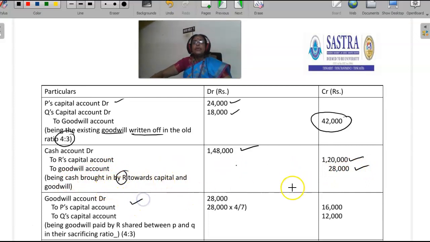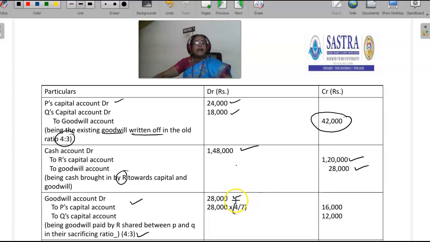Then the goodwill which is brought by R should be distributed among the old partners in their sacrificing ratio. Again, the sacrificing ratio is one and the same, 4:3. So the goodwill which is brought by R is 28,000.